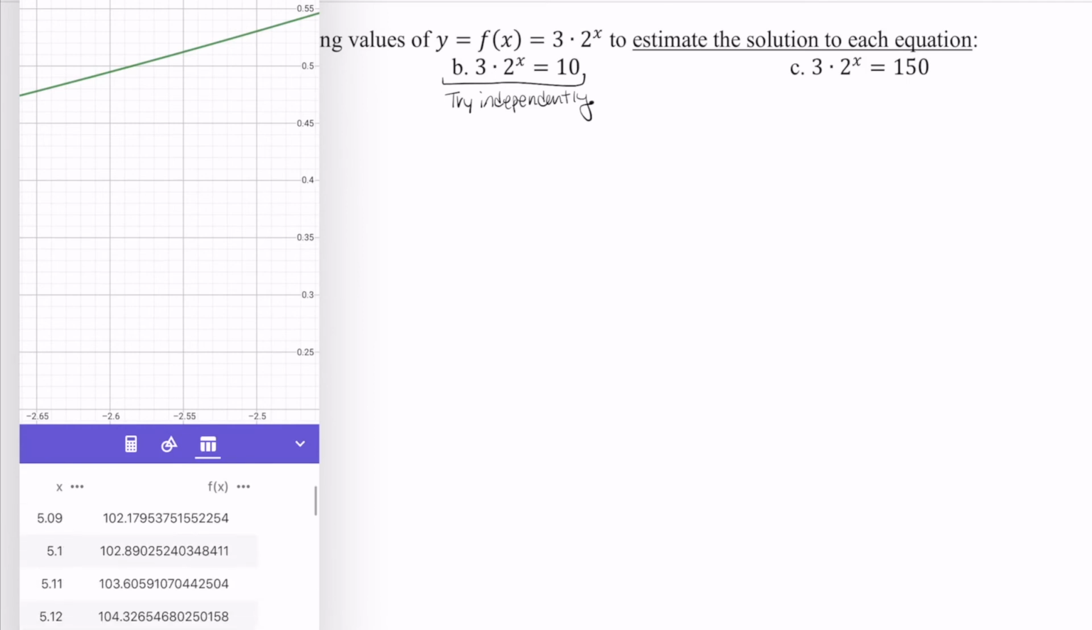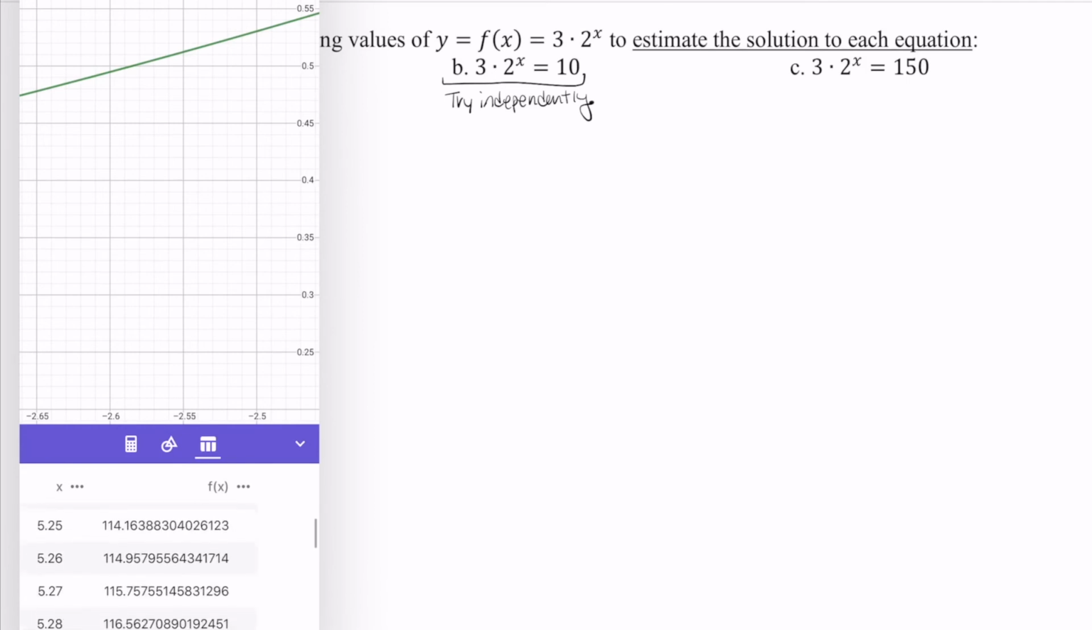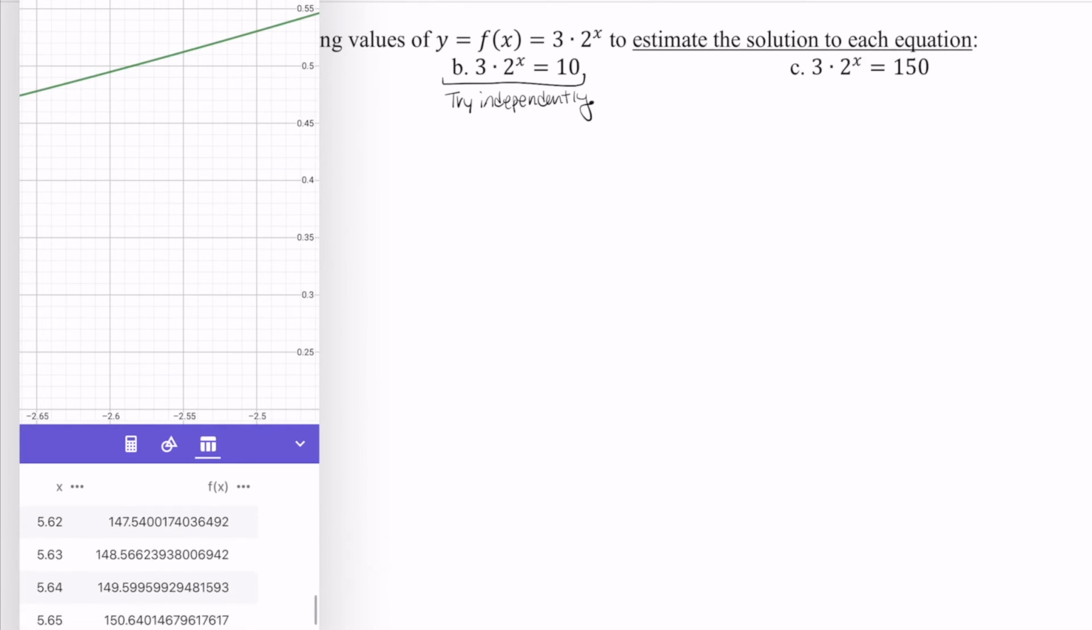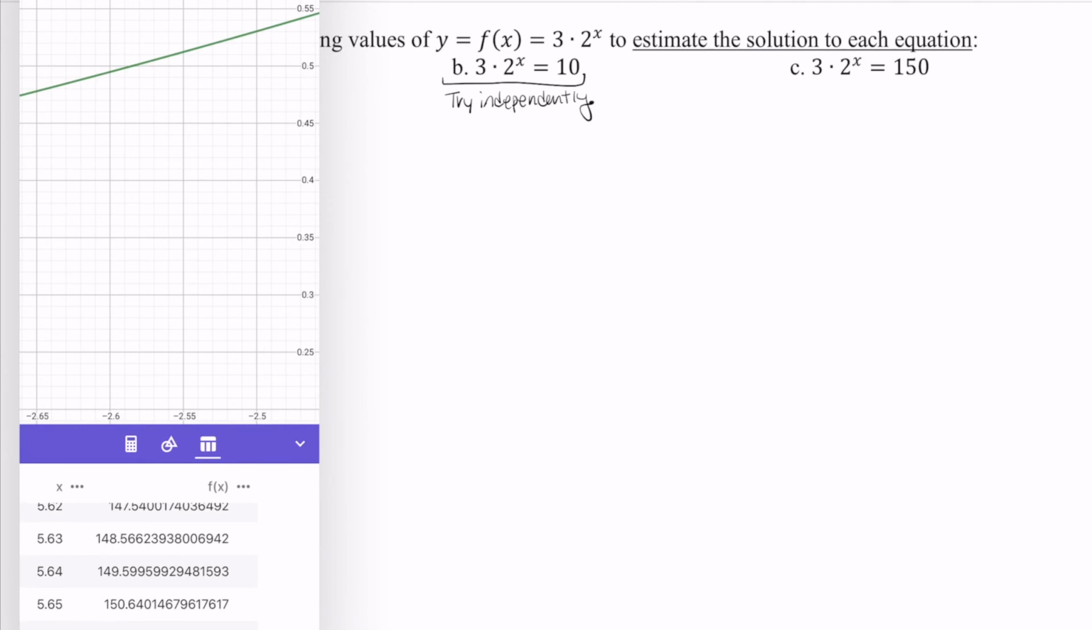And let's see, where are we getting to 150? So far I'm in the 100s, teens, 120s, 30s. Oh, I see it coming up right here. So I'm going to estimate that right at about 5.65, maybe a little bit closer to 5.64. So let's just write approximately 5.65. So at about 5.64, 5.65, we hit 150.